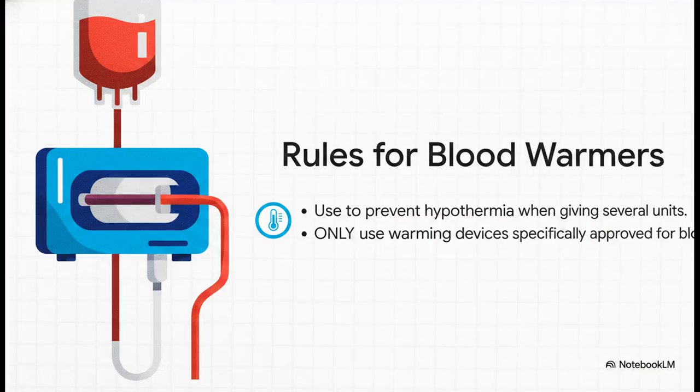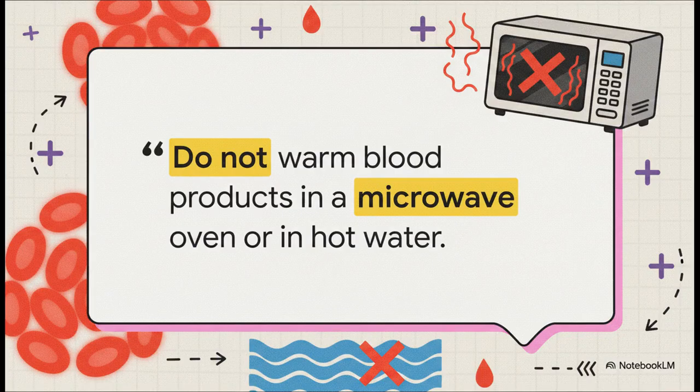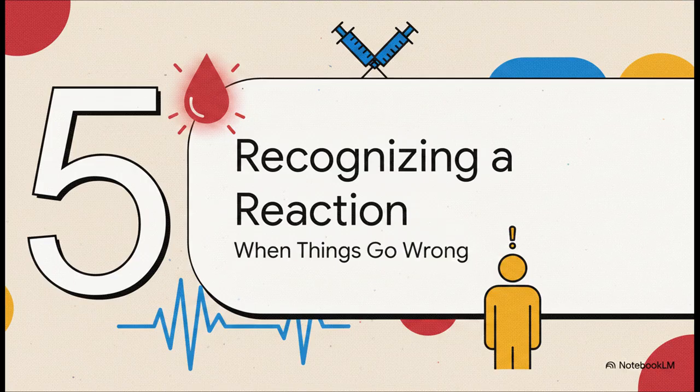Now, what about blood warmers? These aren't for every transfusion, not by a long shot. They're really only for specific situations, like when you're giving a lot of blood really fast, and you can only use a device that's been officially approved for warming blood. And I know this might sound crazy, but please, please, please do not warm blood in a microwave or by dunking it in hot water. I promise you, it's in the textbooks for a reason. These methods will destroy the blood cells and can seriously harm your patient. Just don't do it.